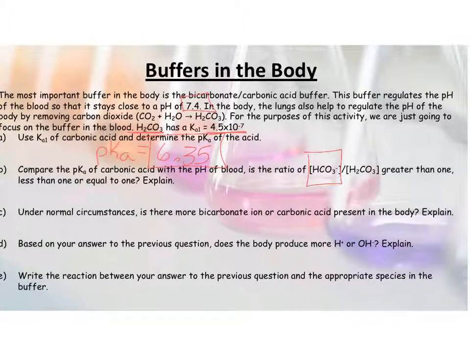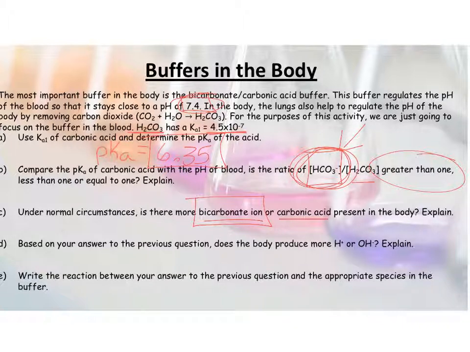What that basically tells us is that our ratio is going to be greater than 1, because the top has got to be a bigger number than the bottom, since our pH is higher than our pKa. Do we have more bicarbonate ion or carbonic acid? We already answered that one in the previous question. We definitely have more of the conjugate base, which is the bicarbonate ion.